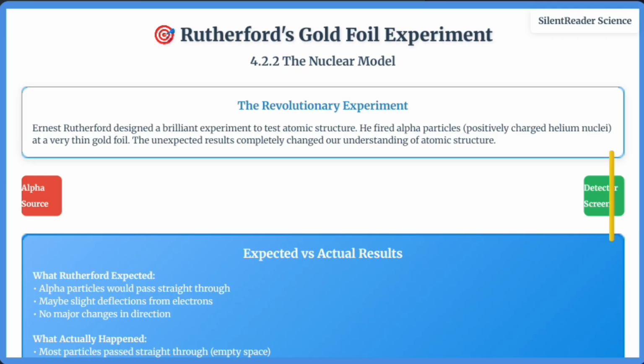This meant atoms were mostly empty space with a small, dense, positively charged nucleus at the center. Rutherford's nuclear model revolutionized our understanding of atomic structure.